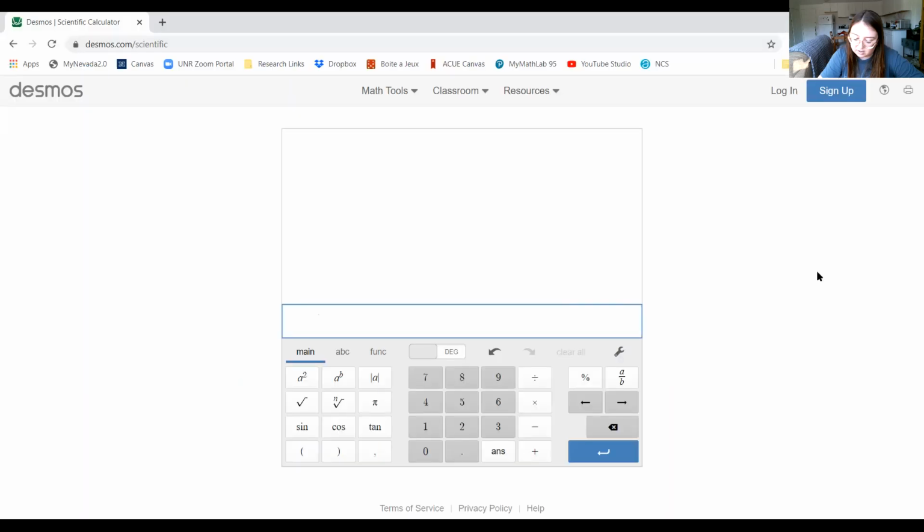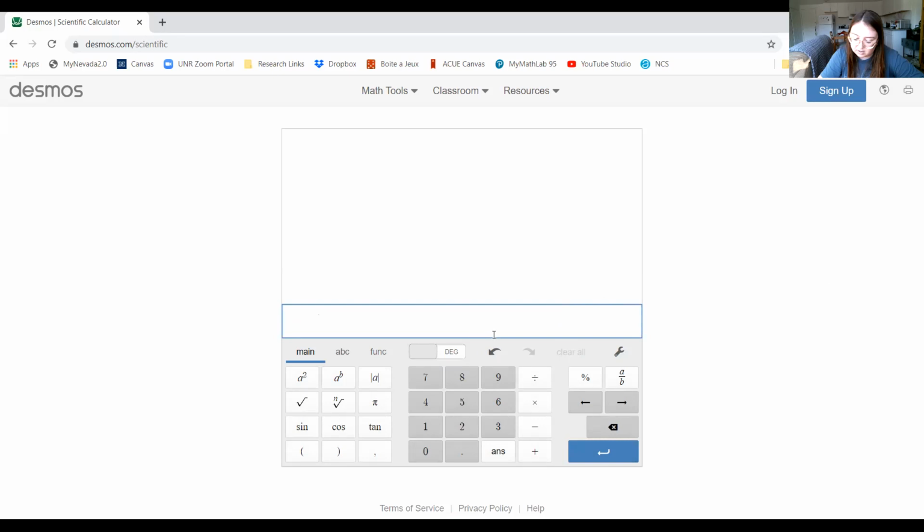Okay. All right, so here we are on Desmos using the scientific calculator. We see here it looks like a generic calculator, but it's online instead. So we see we have some functions here. We have all of our numbers, operations, and whatnot. We see we have a button here. It says degrees and radians, so we want to make sure that we're in whichever format that we want.